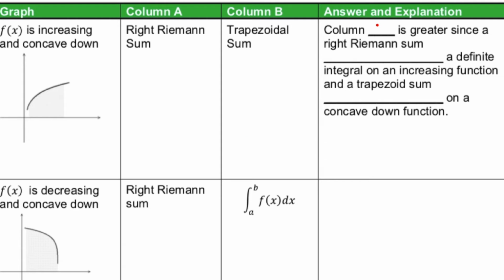In this first one, column A is greater, and that's because a right Riemann sum is an overestimate, and the trapezoid sum would be an underestimate. If you look here, if we had some rectangles like this, you can see those are all going to be overestimates. And if I were to draw some trapezoids in here, if I pick these two points and connect them, that would be an underestimate. I tried to make it a little more dramatic just to show that it is an underestimate.